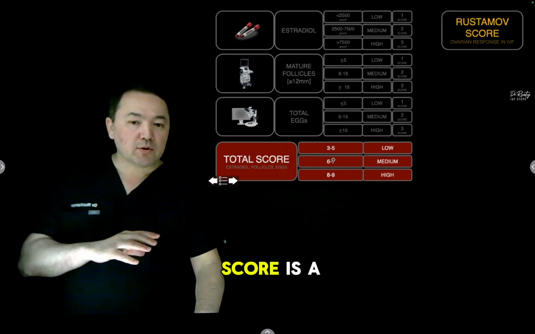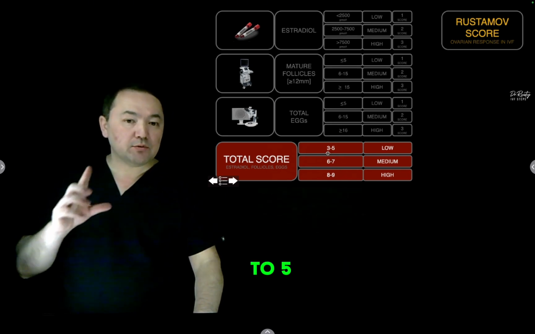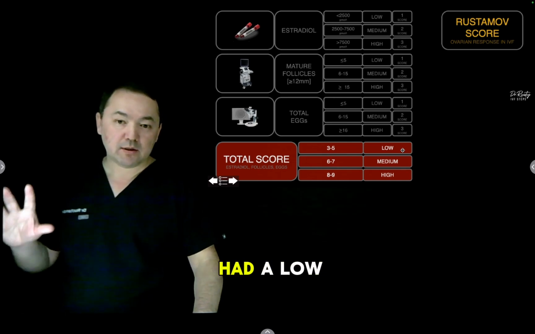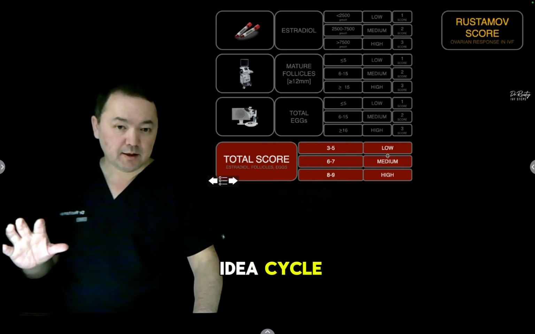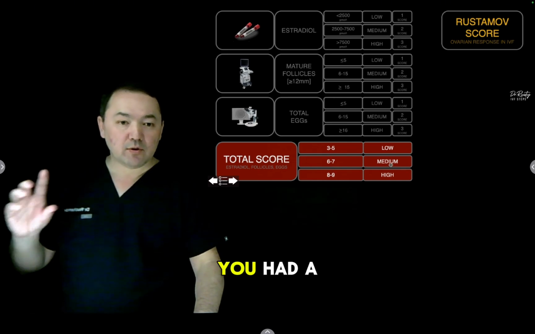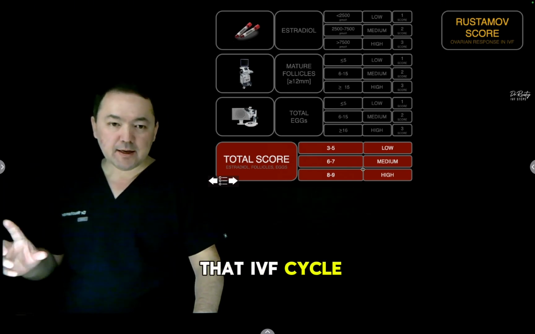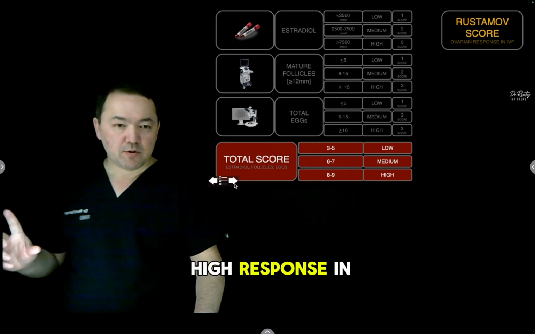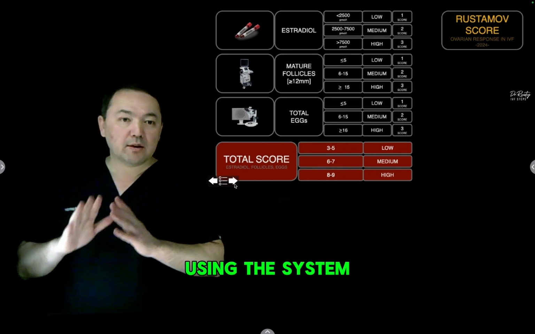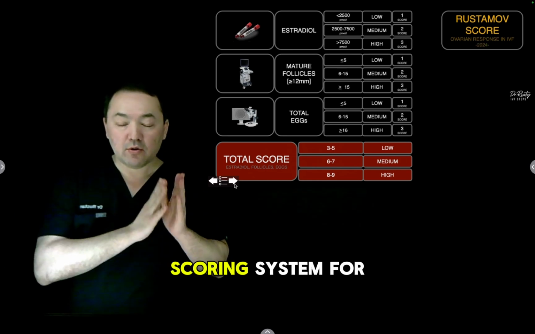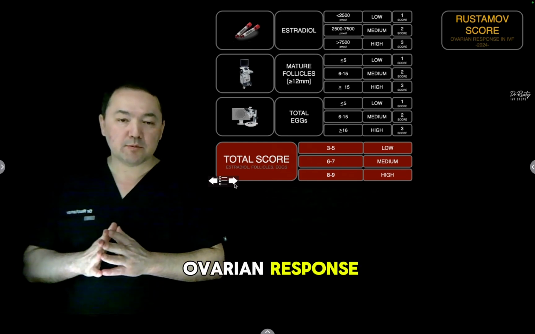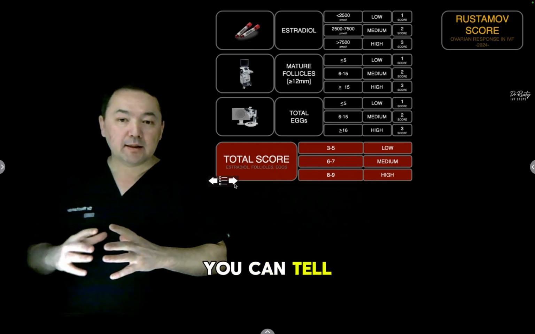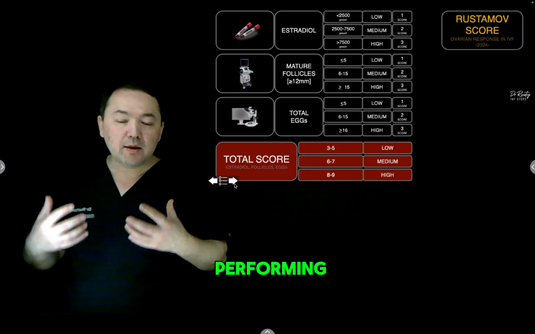If your total score is between 3 and 5, you can assume that you had a low response in that IVF cycle. If you had 6 to 7, you had a medium response in that IVF cycle. If your total score is 8 to 9, you had a high response in that cycle. Using this Rustamov scoring system for ovarian response in IVF, you can tell how your ovary is performing in your IVF cycle.